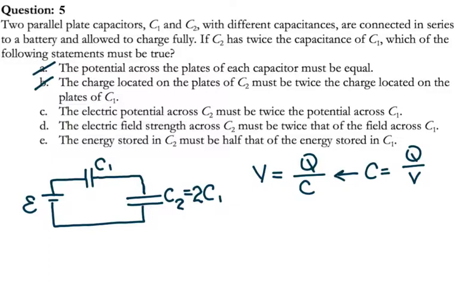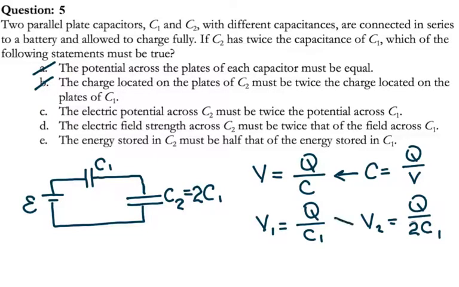And because V1 would be, they have the same charge, Q over C1, and V2 is equal to the charge over C2. But C2 is twice C1. So that means the voltage on the first capacitor is larger than the voltage on the second capacitor by a factor of two. And they say the electric potential across C2 must be twice the electric potential across C1. So that is not true.